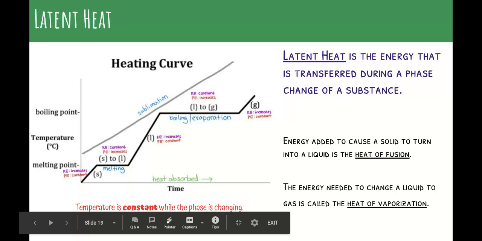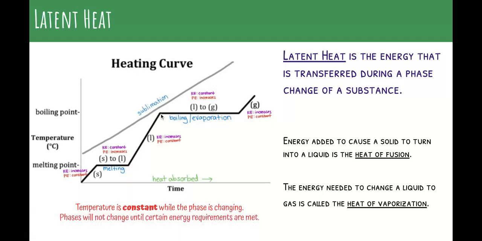Once it has turned into a liquid, then the temperature can increase until it gets enough energy to change phase again. So now that it has enough energy to change phase again into evaporation, it's going to remain at the same temperature until it gets enough energy to turn into a gas. So that's your latent heat. So we will talk about heating curves a little bit more, but that is the end of today's notes.